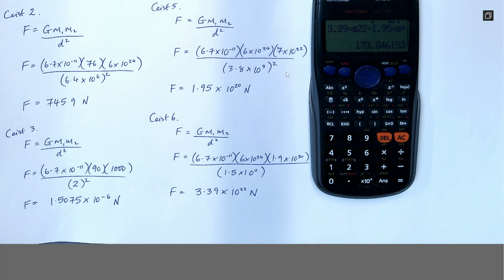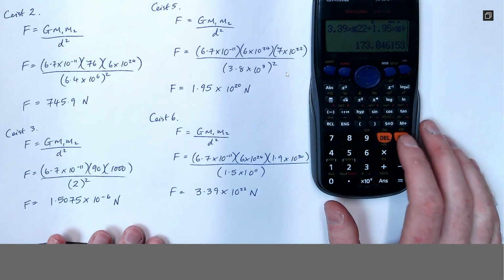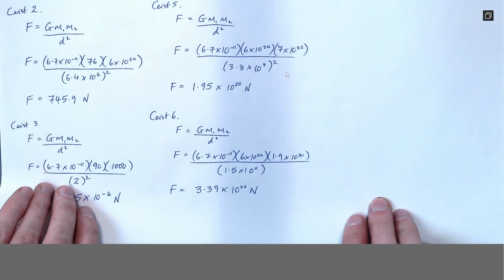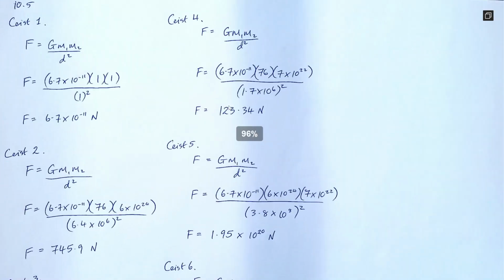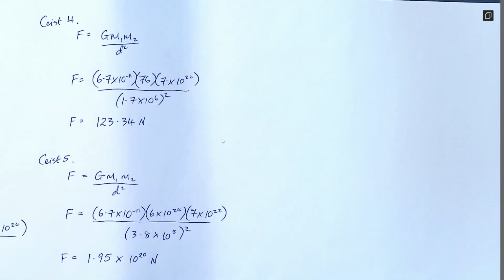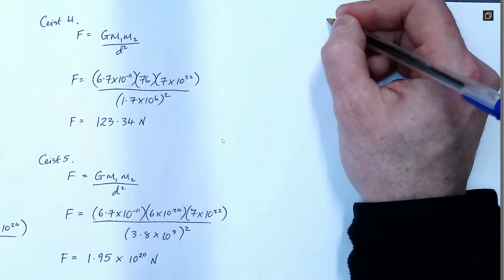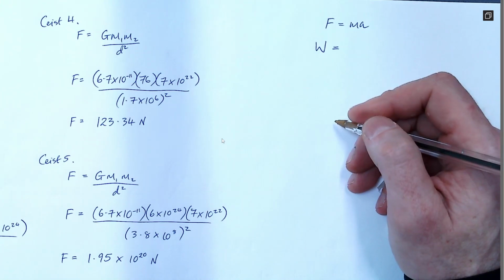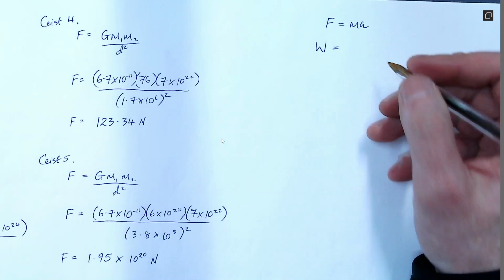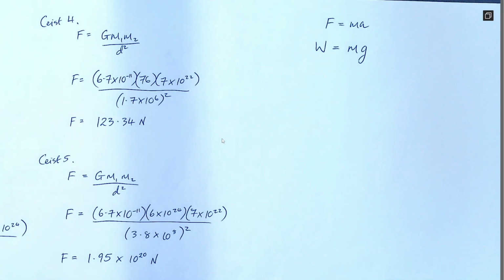Right, now the acceleration due to gravity. We have the formula for force. Force equals mass by acceleration. So this tells us that force is equal to mass by acceleration, and weight is equal to mass by gravity.